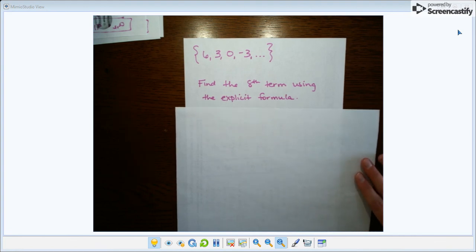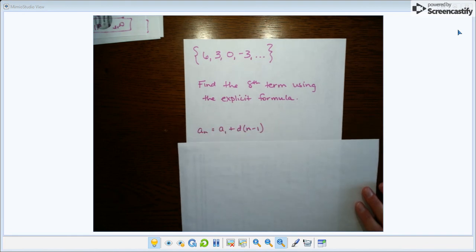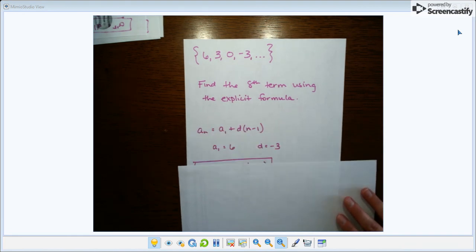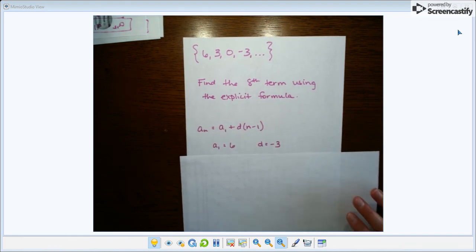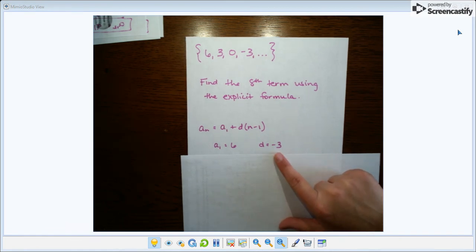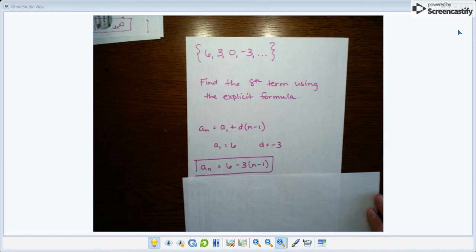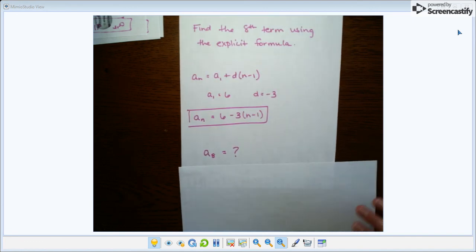So we can say that our first term, there's the equation. Our first term is 6 and our common difference this time is -3 since we're going down each time. So I'm going to plug those in. Here is our equation then. And I want you guys to do that or use that to find the 8th term.